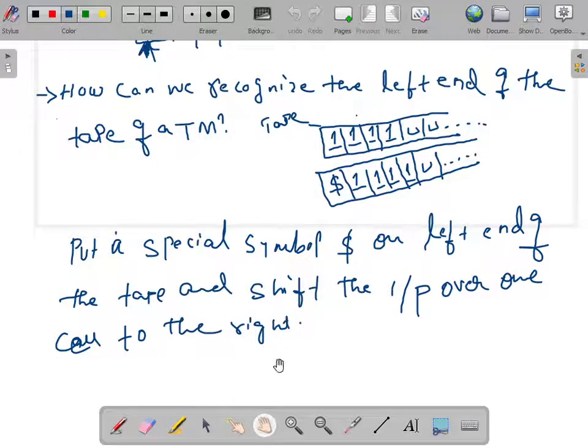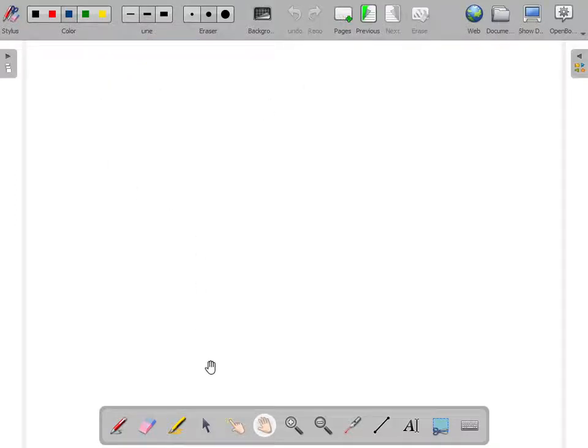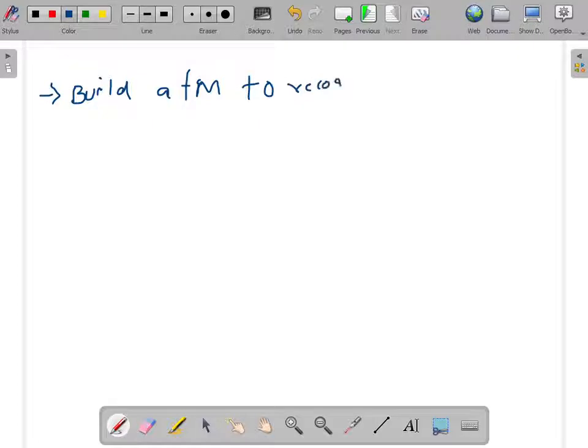Now we will move to the next topic. I created a new page. Here I have one question: build a Turing machine to recognize the language.